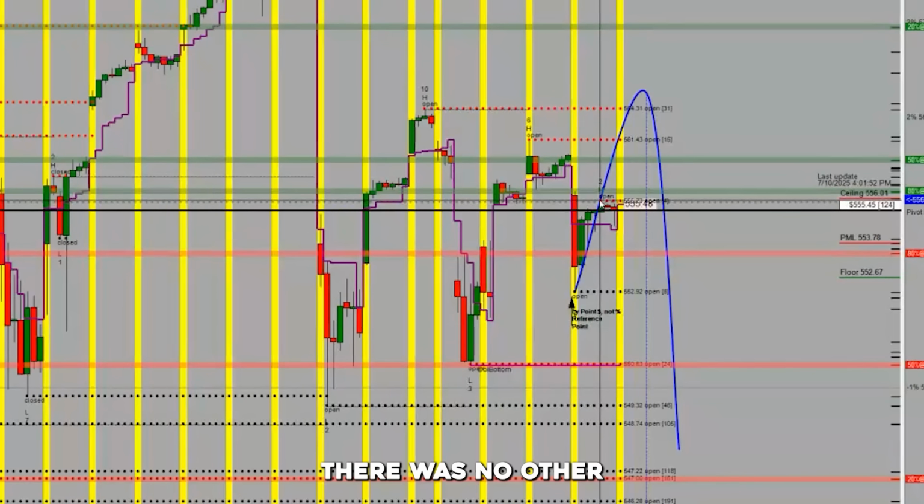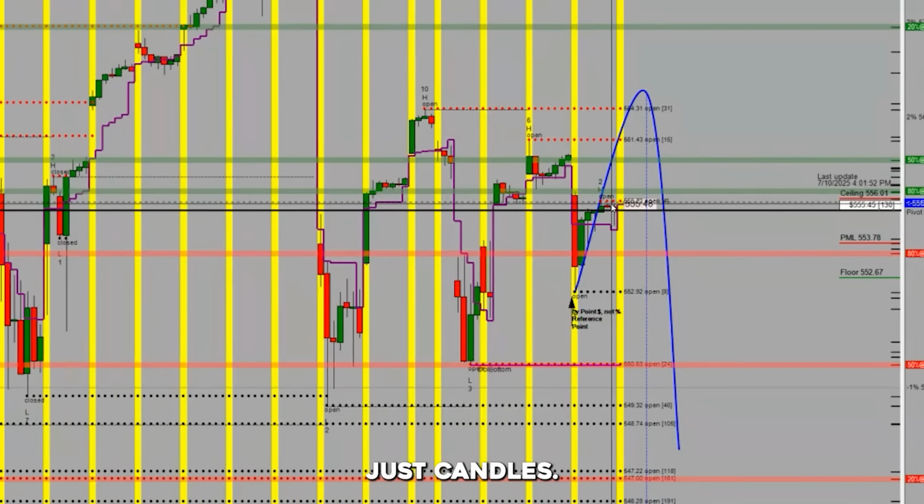There was no other high above 555.73, if I'm reading that price correctly. These two red candles were not highs. They were not a higher high. They were just other candles, so you cannot consider them as further highs. This candle right here cannot form H3, and this candle right here cannot form H4, because it did not surpass this open state right here.